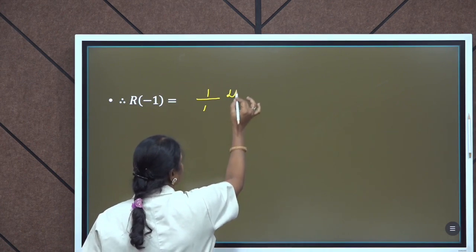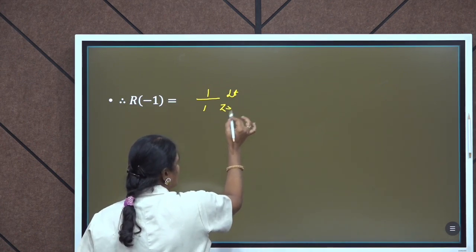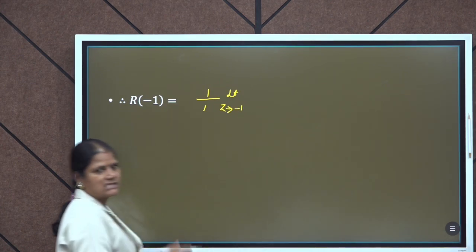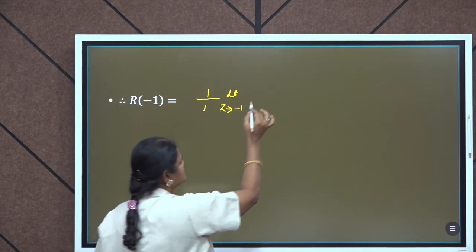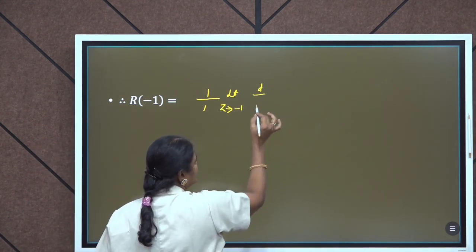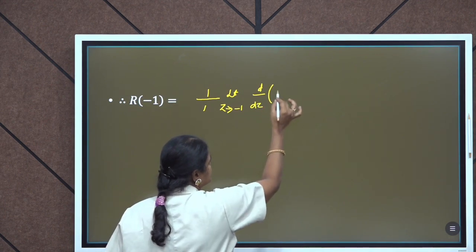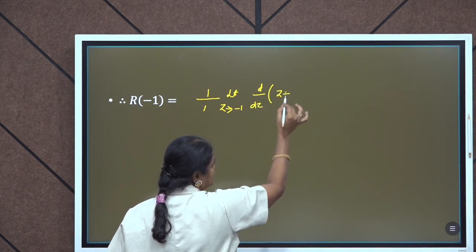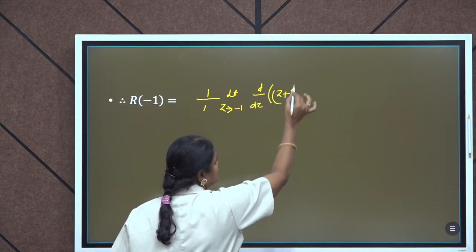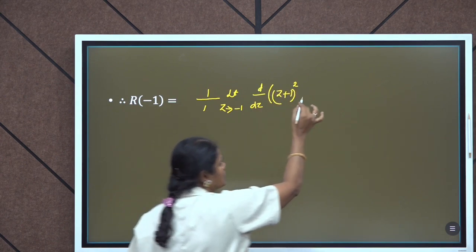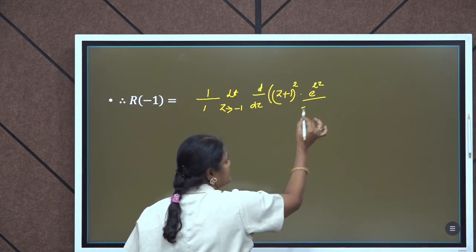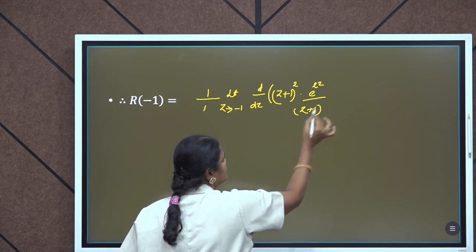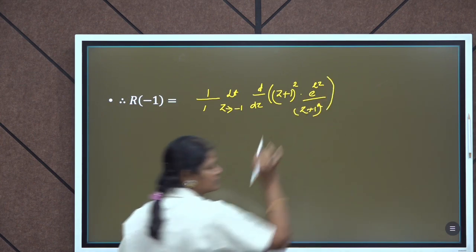Then limit z tends to a. What is a? Minus 1, since we want to find the residue at the point minus 1. Therefore, limit z tends to minus 1, d by dz of (z plus 1) the whole square times f of z. Here m is equal to 2, and f of z is given as e power 2z divided by (z plus 1) the whole square.